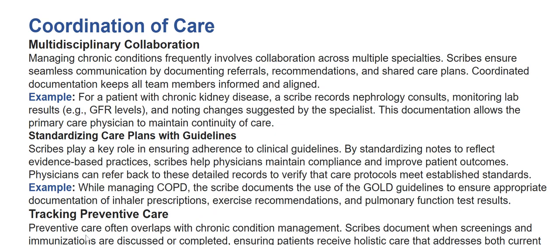Tracking preventive care. Preventive care often overlaps with the chronic condition management. Scribes document when screenings and immunizations are discussed or completed, ensuring patients receive holistic care that addresses both current conditions and future health risks. Example for a patient with diabetes, the scribe records completion of annual foot and eye exams and keeps track of vaccination records such as flu and pneumococcal vaccines.